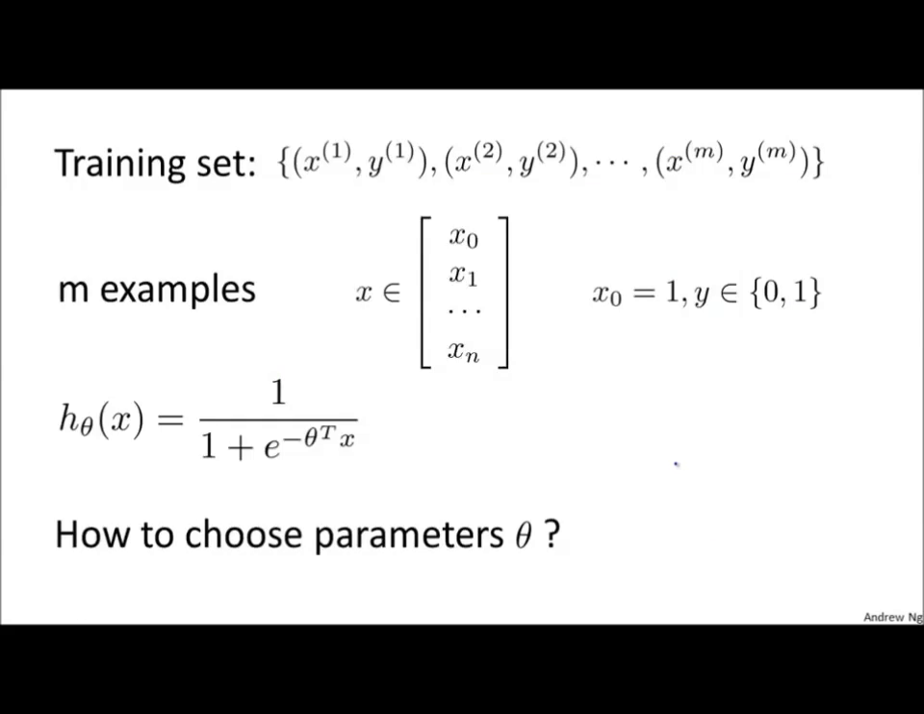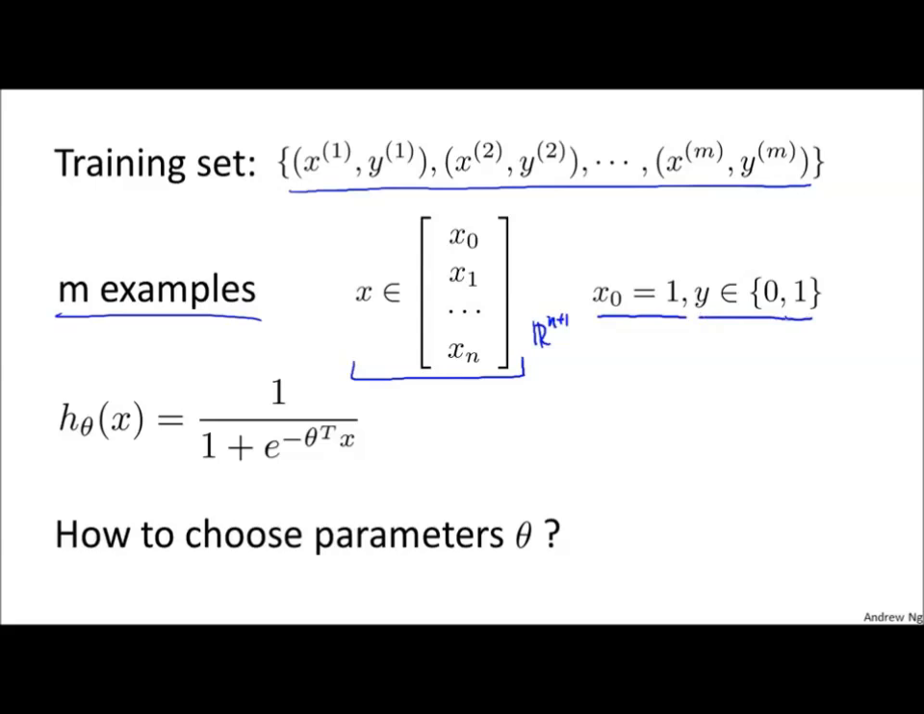Here's the supervised learning problem of fitting a logistic regression model. We have a training set of m training examples, and as usual, each of our examples is represented via a feature vector that's n plus 1 dimensional. And as usual, we have x0 equals 1, the 0th feature is always equal to 1. And because this is a classification problem, our training set has the property that every label y is either 0 or 1. This is our hypothesis, and the parameters of the hypothesis is this theta over here.